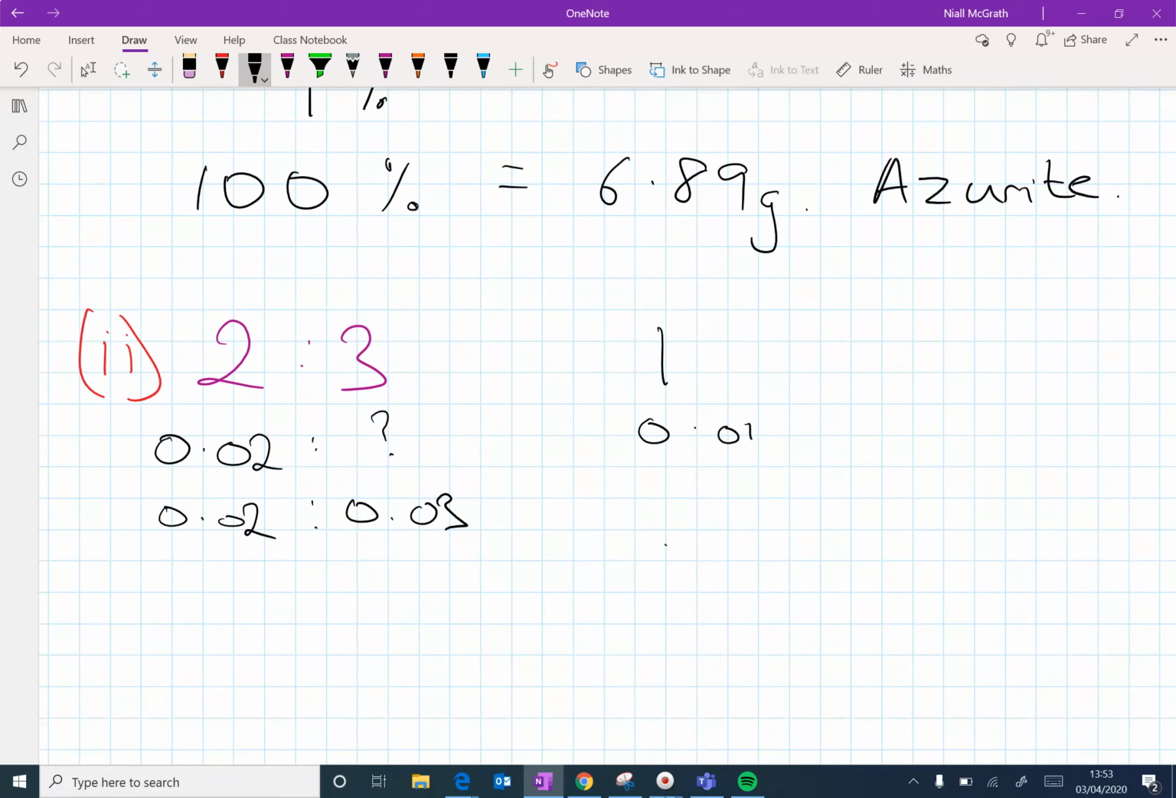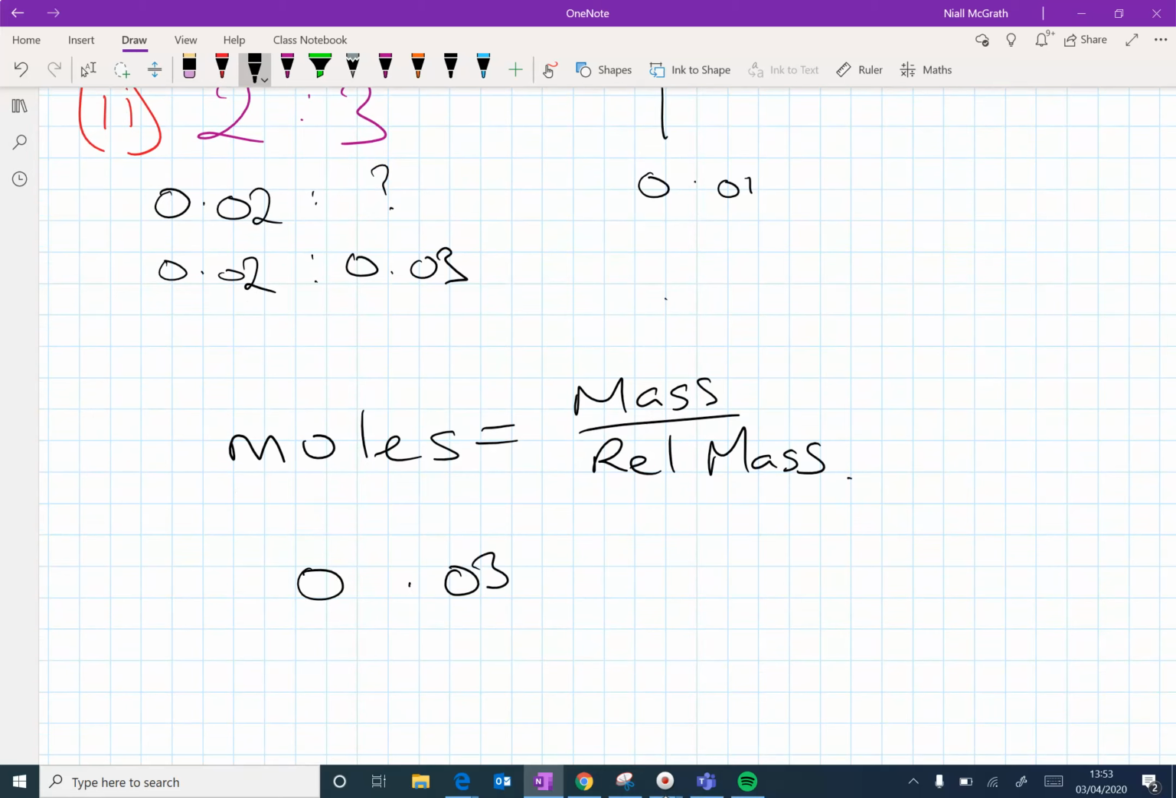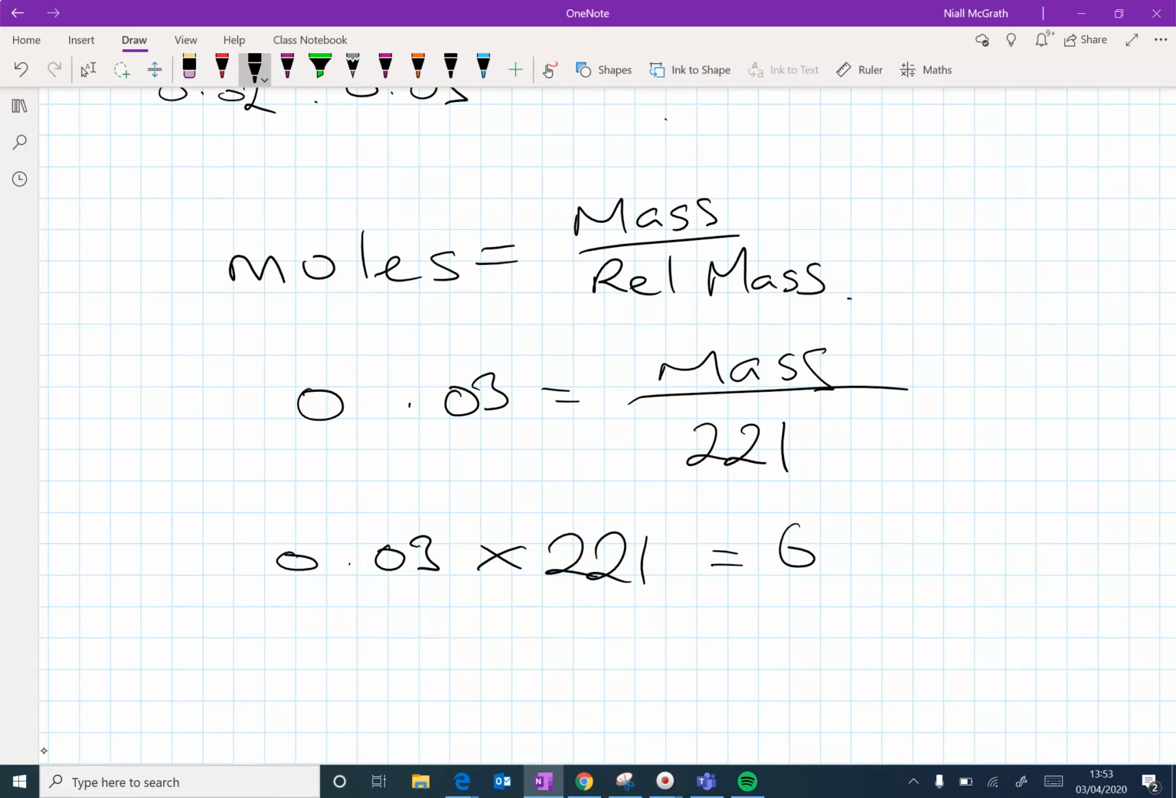Then it's just using our formula: moles is equal to mass over relative mass. Our moles are 0.03. The mass is what we're looking for. The relative mass of malachite is 221 when you calculate it. So to find our mass, it's going to be 0.03 multiplied by 221, which gives you 6.63 grams. And that is your answer for part 2.